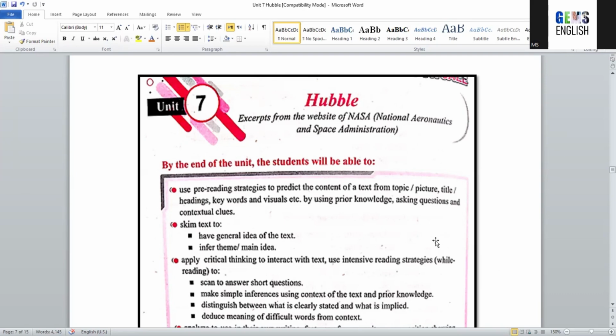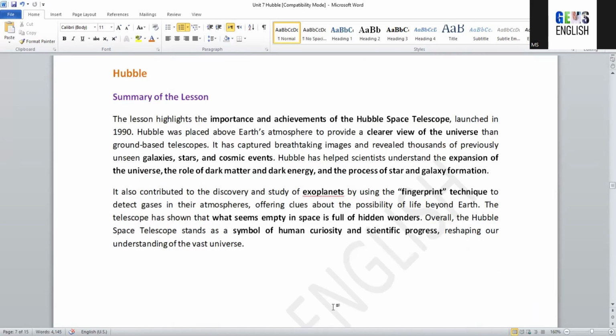Let's get started. Summary of the lesson. The lesson highlights the importance and achievements of the Hubble Space Telescope, launched in 1990. Hubble was placed above Earth's atmosphere to provide a clearer view of the universe than ground-based telescopes. It has captured breathtaking images and revealed thousands of previously unseen galaxies, stars, and cosmic events.